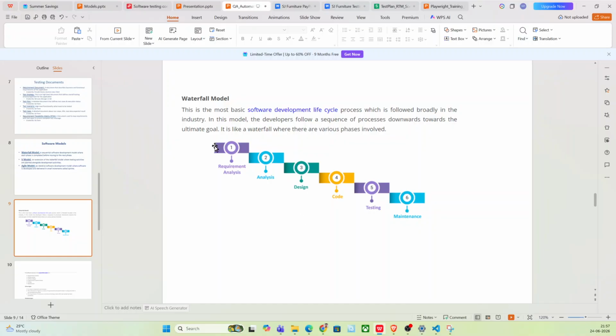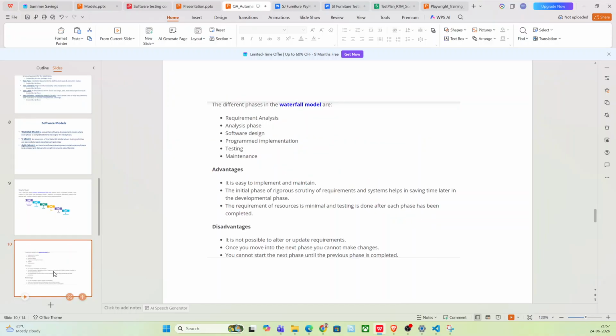But here the problem is, until the first one is done, people don't go to the second one. Until the second, they don't go to the third, fourth, fifth, and sixth. So in this process, testing comes into the picture at stage 5, which is a later phase. Once all these four are done, only then does testing come in at 5. So what are the advantages and disadvantages of this?